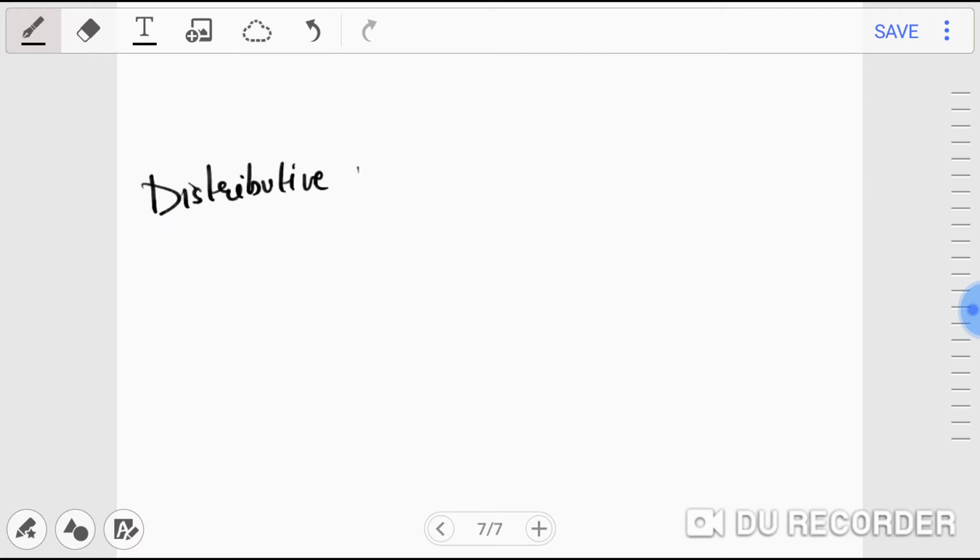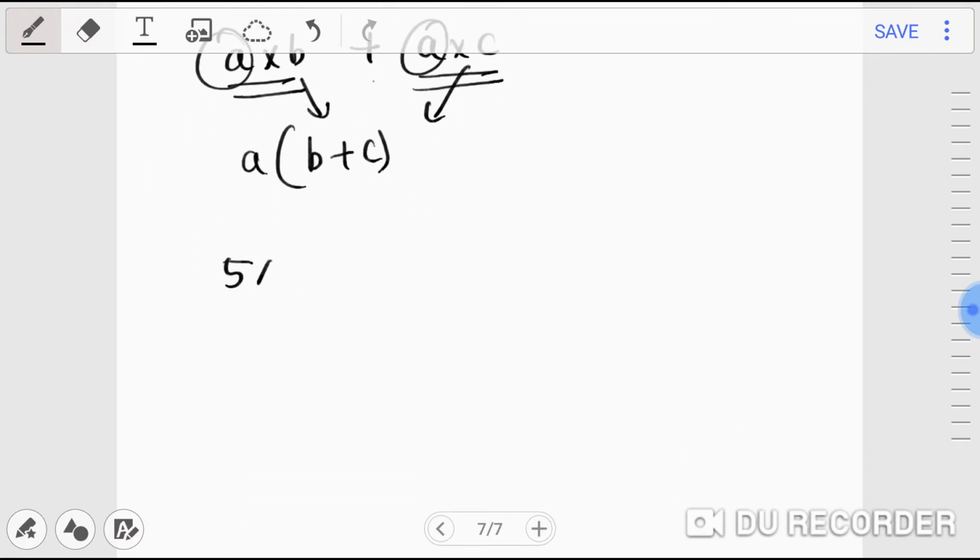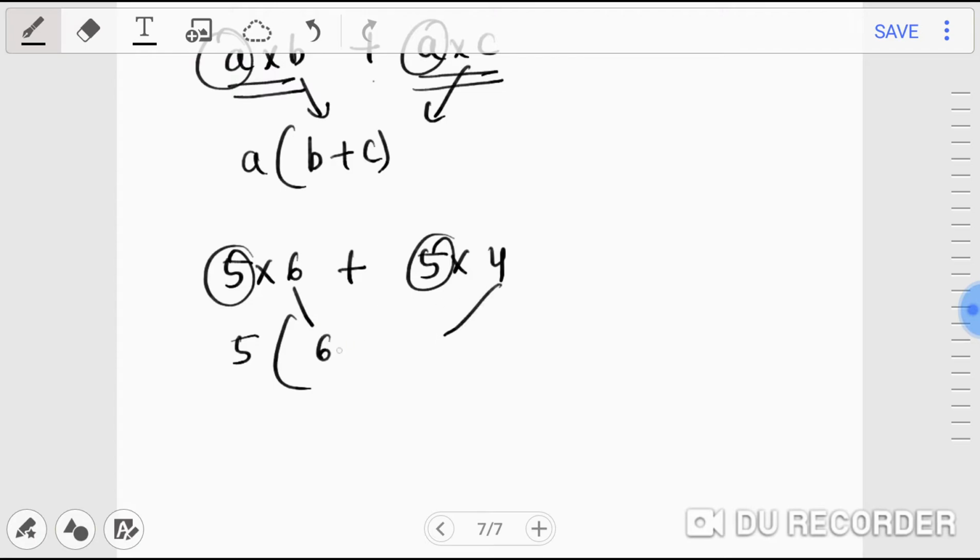Distributive property says that if suppose I have a into b plus a into c. So this is my first term, this is my second term. I can take a common and inside I will put b plus c. Similarly, suppose if I have 5 into 6 plus 5 into 4. I'll take 5 common here and inside I'll put 6 plus 4.